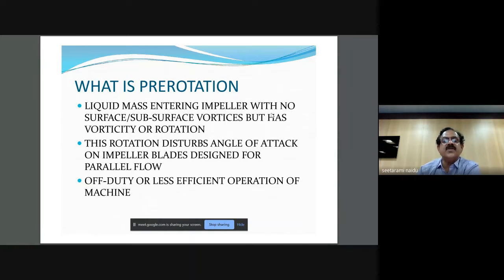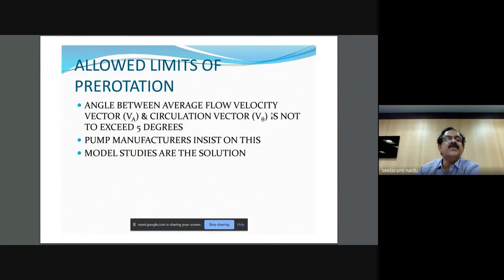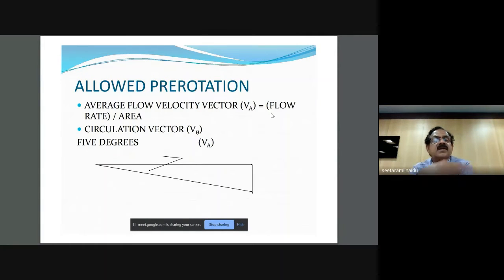Off-duty or less efficient operation of machines is possible under these conditions. The allowed limit of pre-rotation is that pre-rotation, as defined, can be a maximum of 5 degrees only. This is the standard practice. In a velocity triangle, this angle can be a maximum of 5 degrees, not more than that.